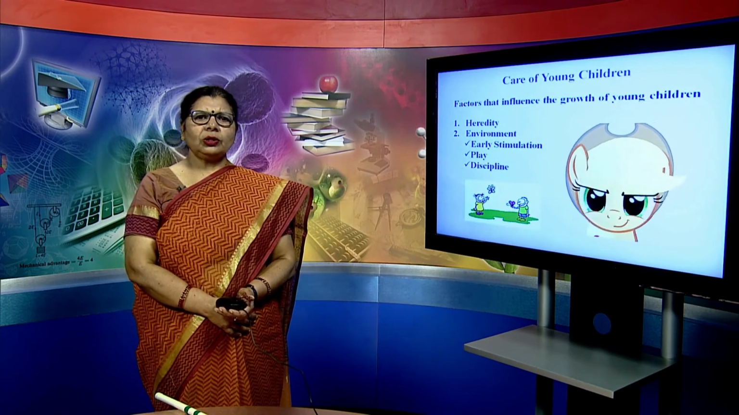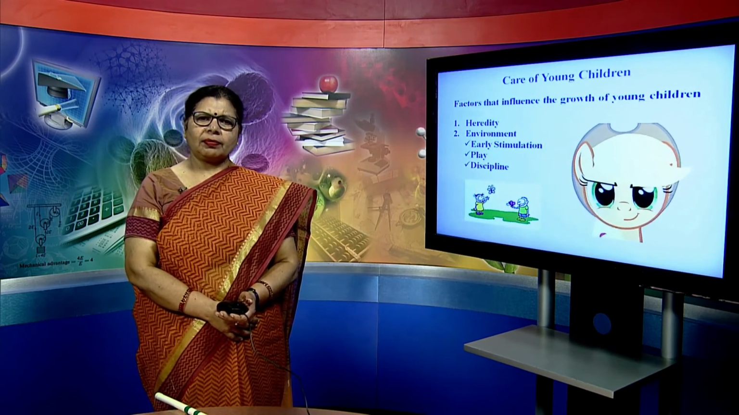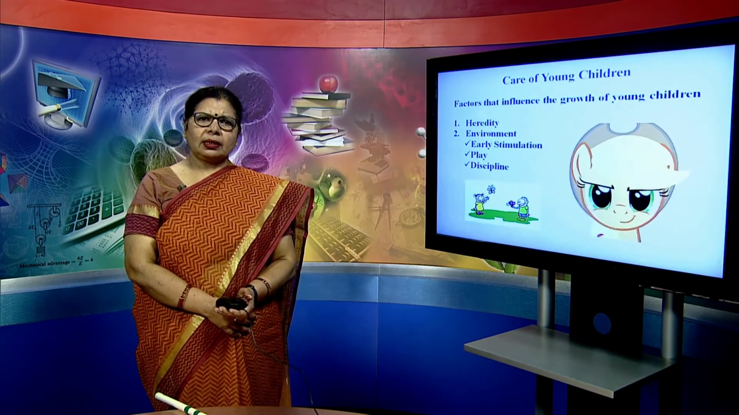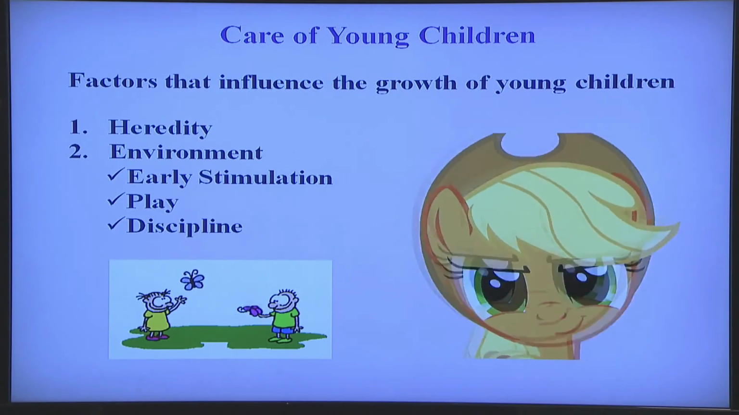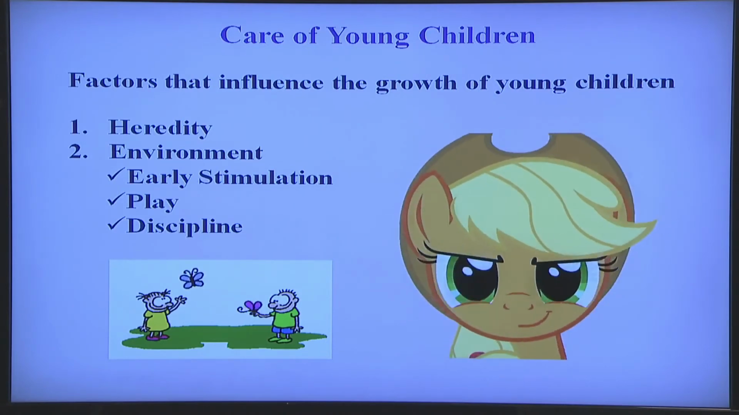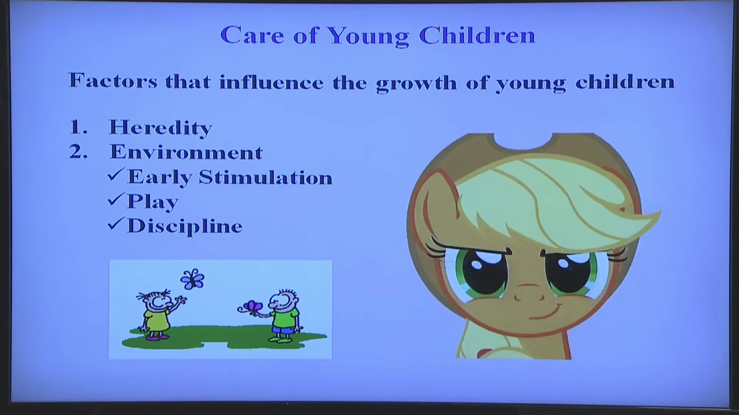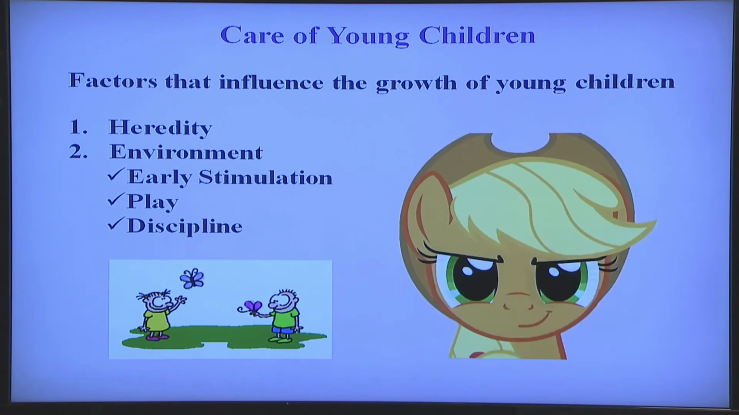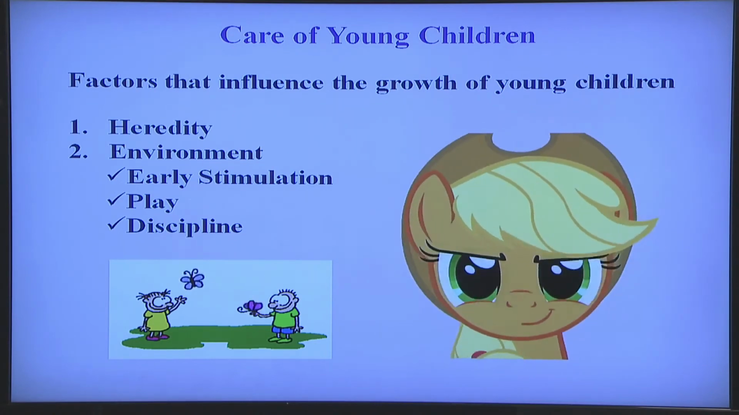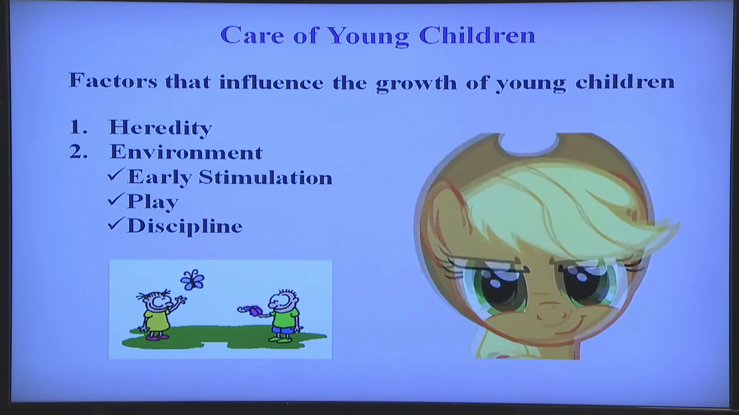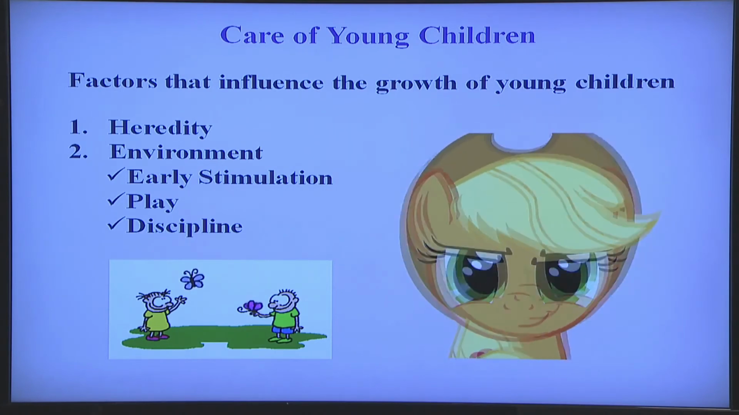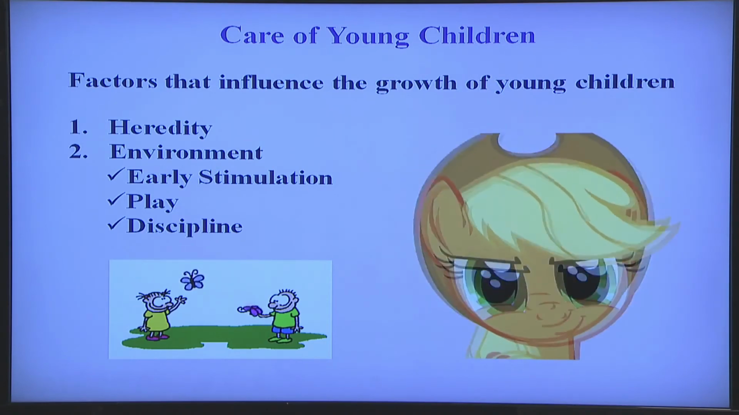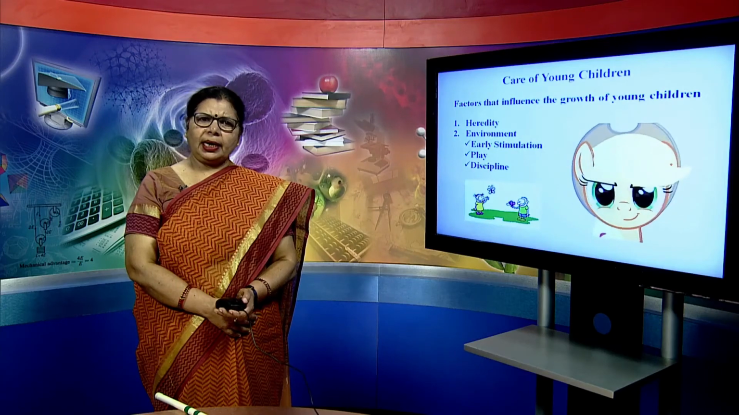What are the things you need to take care of for the young children? After 1 year to 5 years are young children, and besides the care, there are various factors which influence the growth of the young children, because at this age the growth of the child's brain is very important. These are the things: hereditary, environment, and within the environment, early stimulation which the parents and the other family members give regularly in the form of love, care and play.